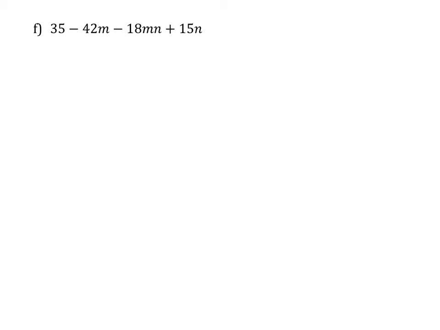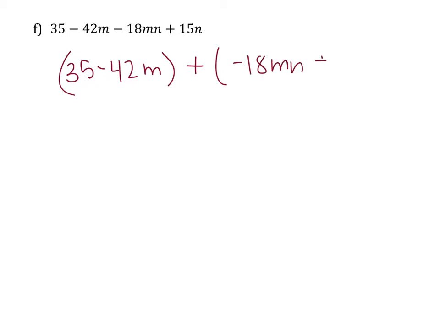Looking at this last one for the first example, 35 minus 42m plus negative 18mn plus 15n. Factoring this first one normally, 35 minus 42m. And this actually looks a little bit different than I'm used to, right? It's kind of backwards. So just a hint, on the test, they will give you some like this. It's kind of a trick question.